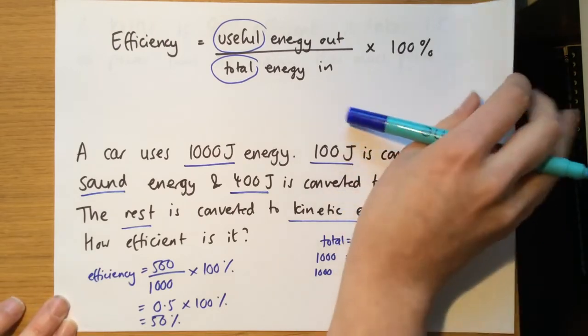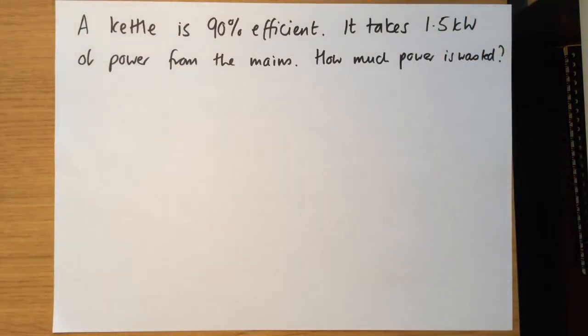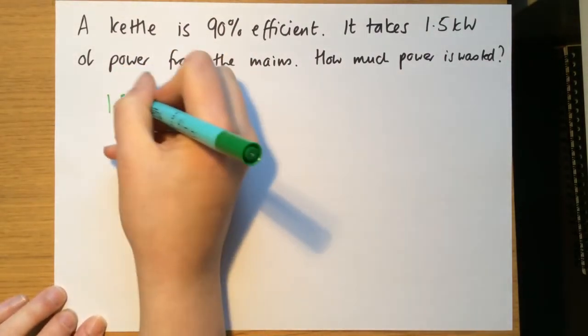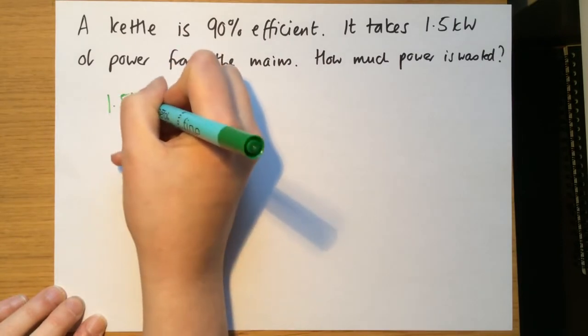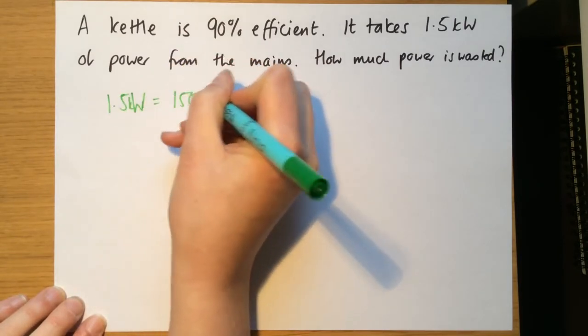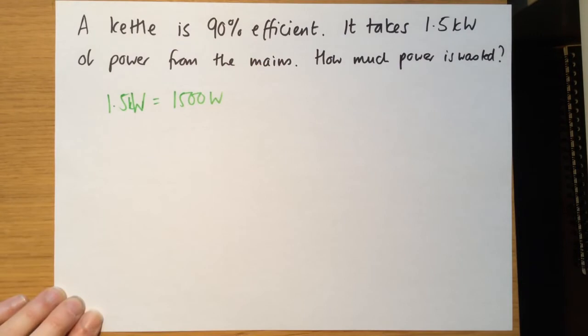Okay. Now, let's have a look at this question here. A kettle is 90% efficient. It takes 1.5 kilowatts of power from the mains. How much power is wasted? Okay. So remember that 1.5 kilowatts, not kilowatt hours, just 1.5 kilowatts, is equal to 1,500 watts. Remember, a kilowatt is 1,000 watts.